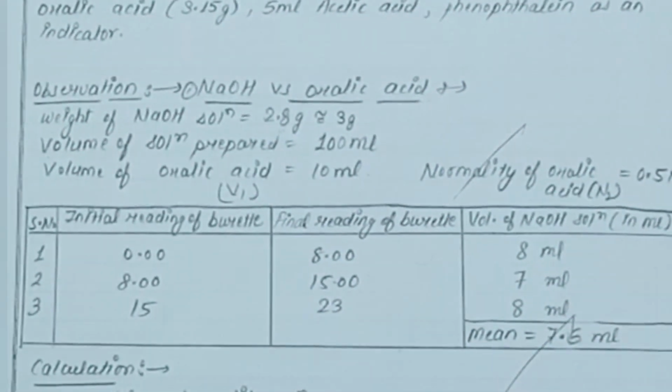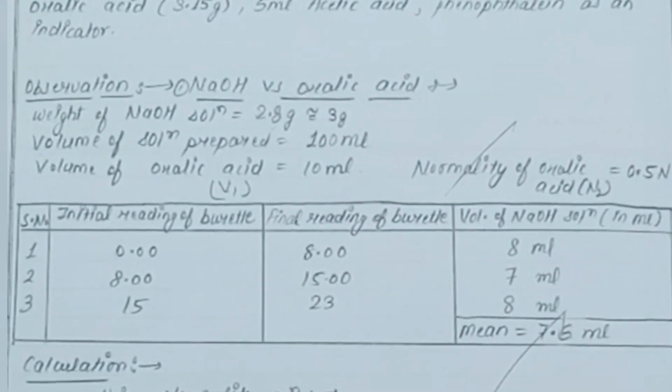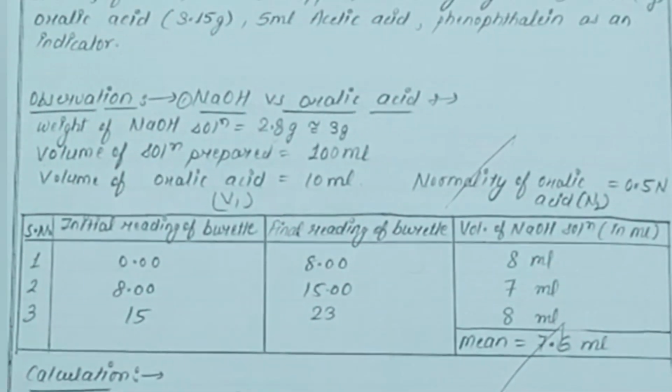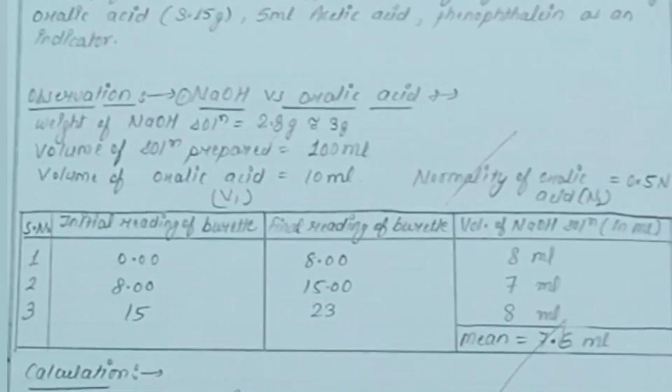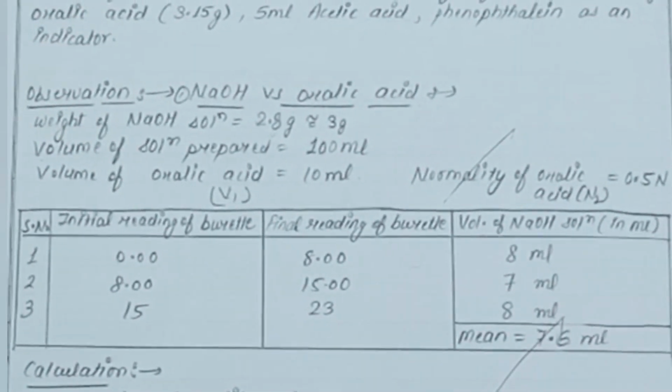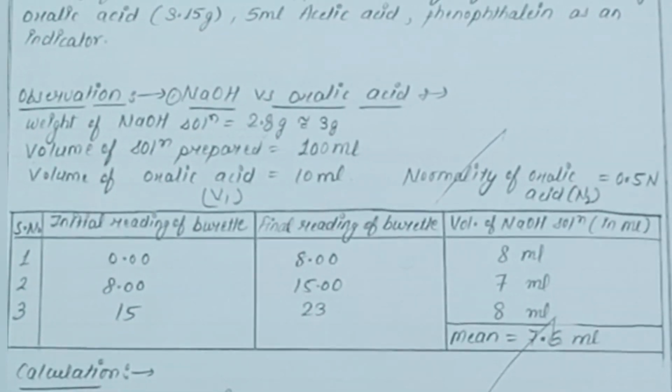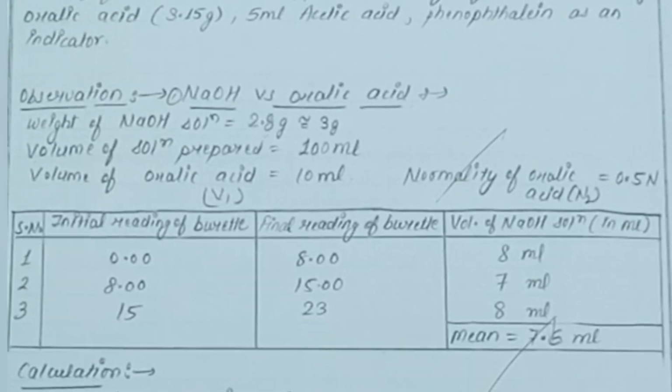Observation of the experiment is NaOH versus oxalic acid. Weight of the NaOH solution is approximately 3 gram. Volume of solution prepared is 100 ml. Volume of oxalic acid taken is 10 ml. Normality of oxalic acid is 0.5 normal.